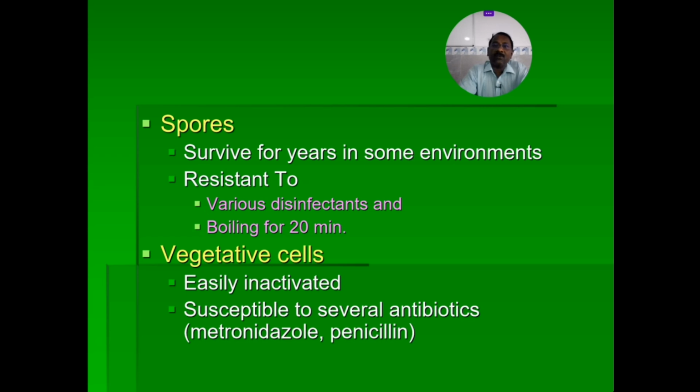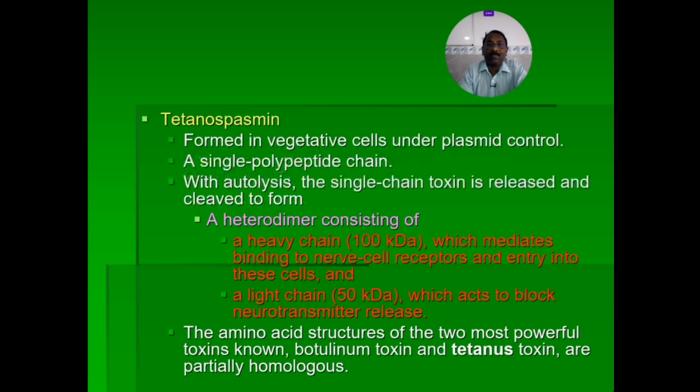The spores survive for years in some environments, and they are resistant to various disinfectants and to boiling for 20 minutes. Vegetative cells are easily inactivated and susceptible to several antibiotics. That is the reason we use metronidazole and penicillin in the management of tetanus along with immunoglobulins, to attack these vegetative cells.